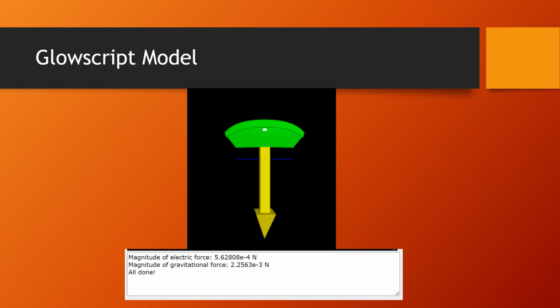This is a result of my GlowScript model if we assume that each charged tape was a charged particle, a singular charged particle, rather than it being a rod of multiple charged particles. As you can see, the electric force is far weaker than the gravitational force. This would result in the tapes collapsing on themselves and falling down rather than being suspended in midair.